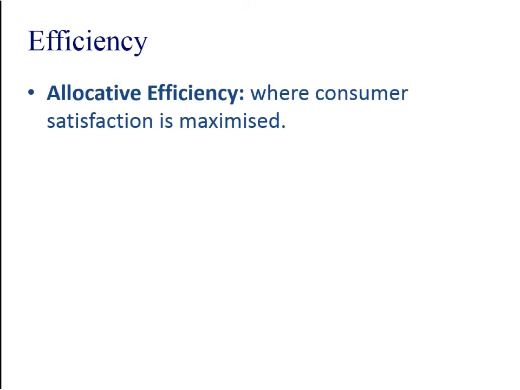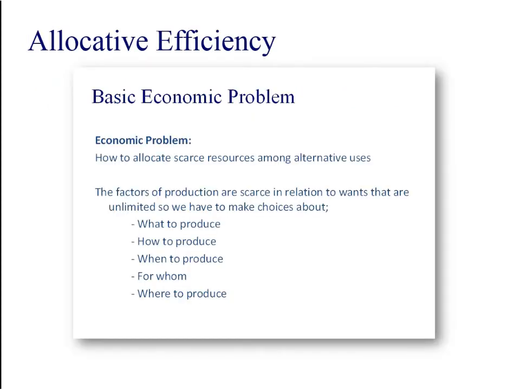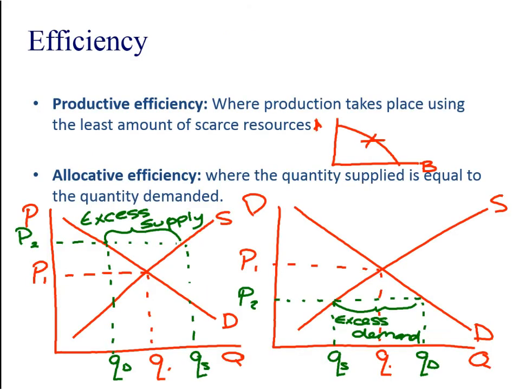But we'll go into a little bit more detail about what consumer satisfaction actually means, because that seems a little bit vague. So right at the beginning of the course, we looked at the basic economic problem, because we can't do absolutely everything we want as we've got scarce resources, land, labour, capital and enterprise. So we have to decide what we're going to do, who's going to get it, and how we're going to produce it.